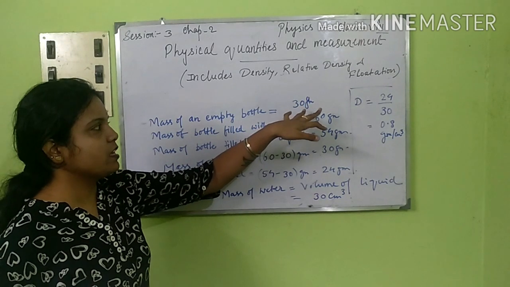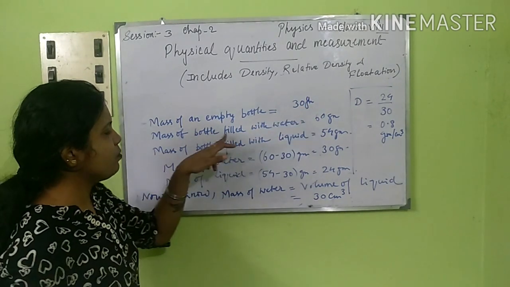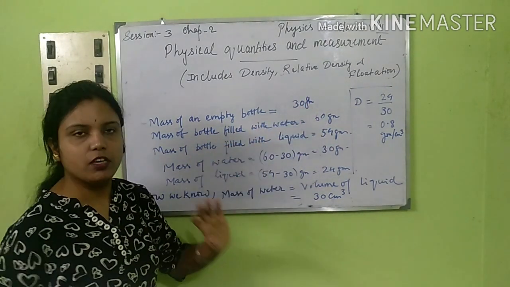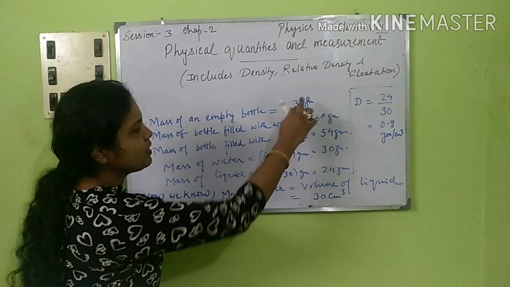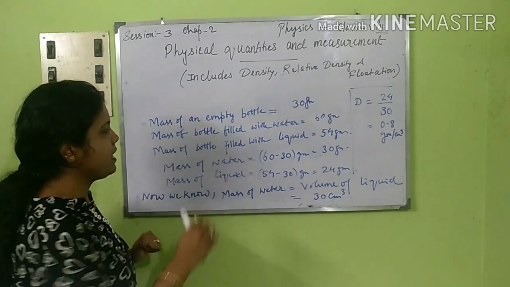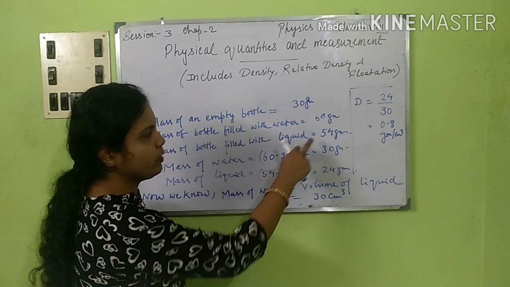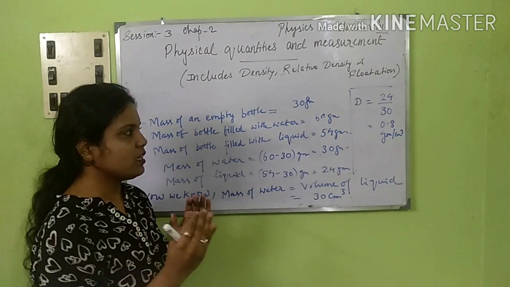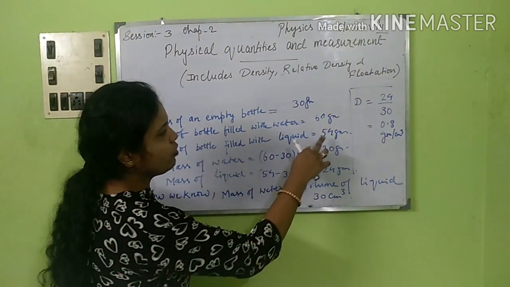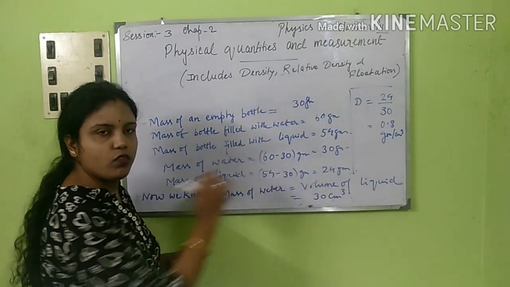The mass of an empty bottle is given as 30 gram, and the mass of the bottle filled with water is given as 60 gram. So what is the mass of the water? 60 minus 30, that is 30 gram, right? Next, the mass of the bottle filled with liquid is 54 gram. So what is the mass of the liquid then? Obviously 54 minus 30, that is 24 gram.